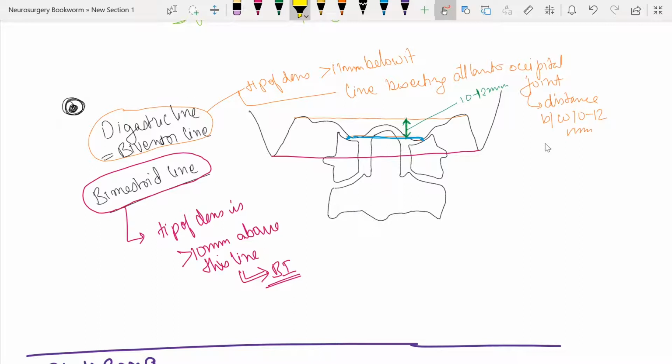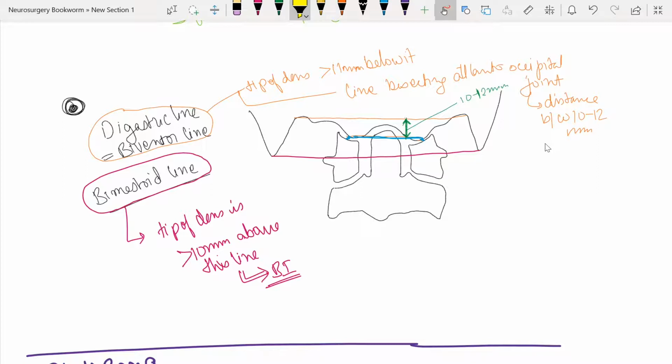Digastric line: there are various ways to interpret it. The distance from the digastric line to the tip of dens is normally 11 millimeter. But then the morphology of dens can vary, so comparison of the digastric line to the tip of dens to conclude whether BI is present or not is not much reliable. Anyways, if this distance is less than 11 millimeter, then basilar invagination is present.